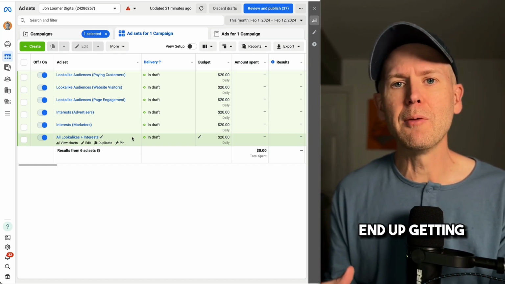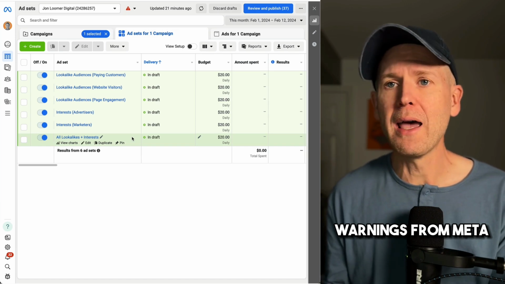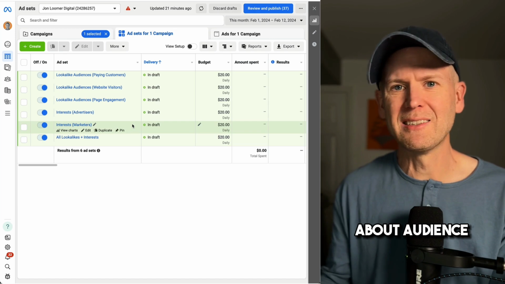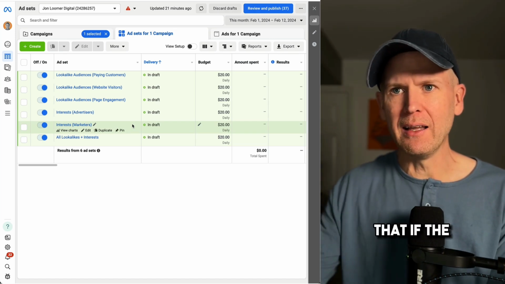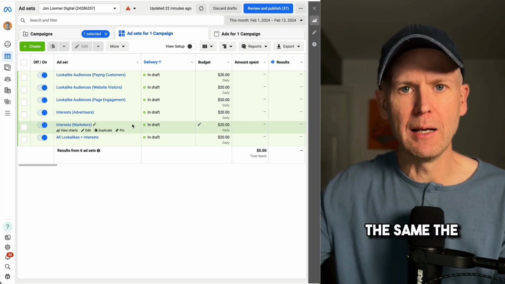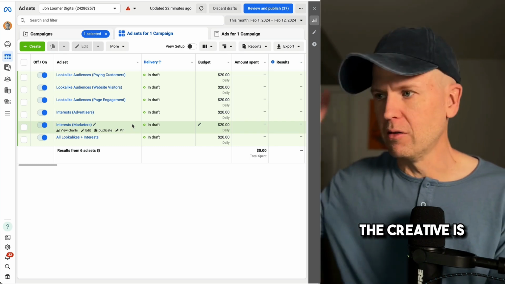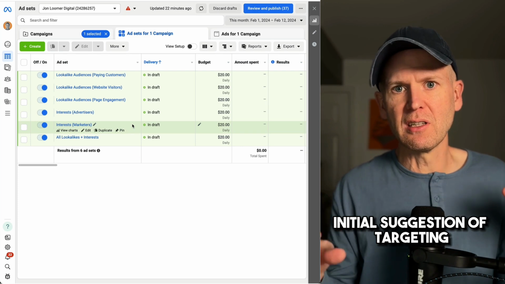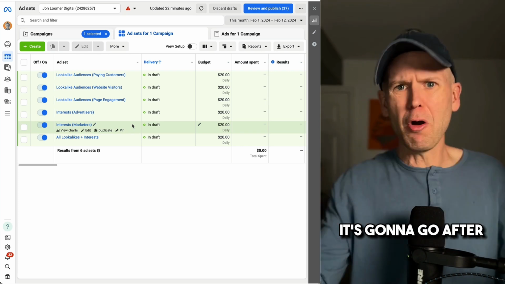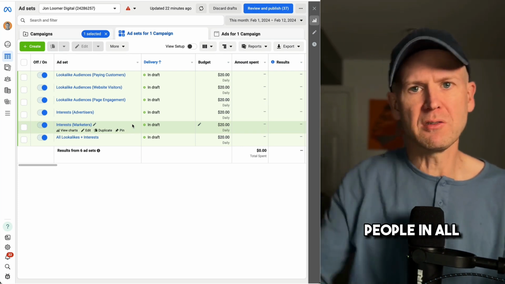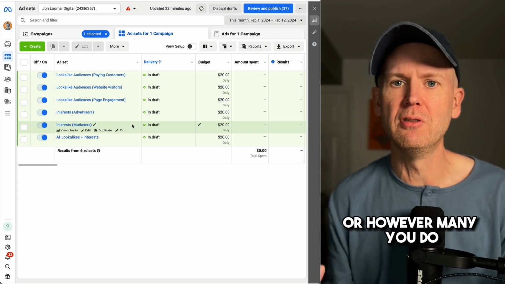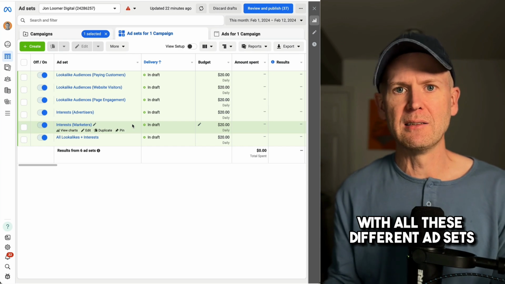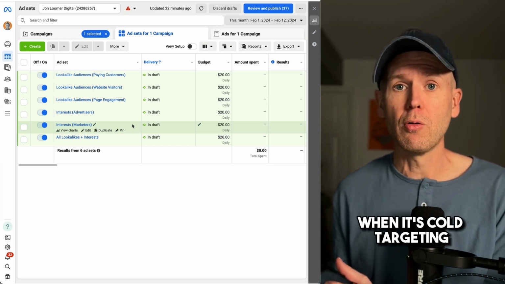You're going to end up getting warnings from Meta about auction overlap, about audience segmentation. You can bet that if the optimization is the same, the performance goal is the same, the creative is the same, after Meta gets beyond that initial suggestion of targeting, it's going to go after the same group of people in all 6 of these ad sets, or however many you do. So there's really no reason to overdo it with all these different ad sets, combine them when it's cold targeting.